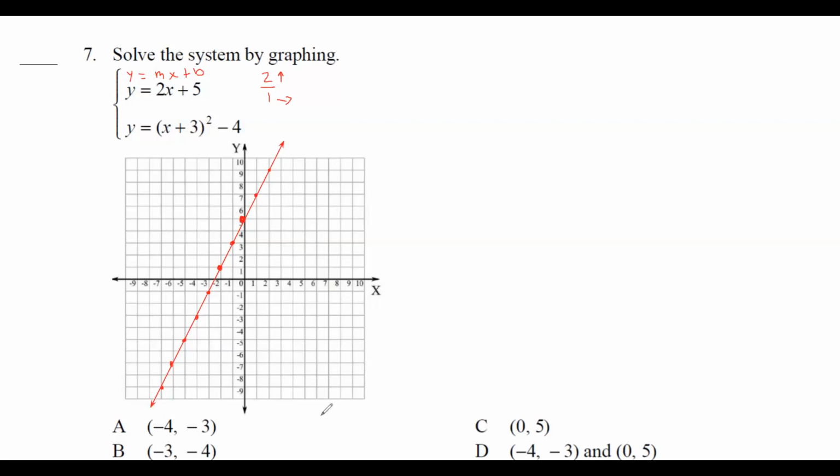Now, that was my line. Next equation. Yes. Where did the 1 come from? It's the slope. Whenever it doesn't have a denominator, automatically it's 1.